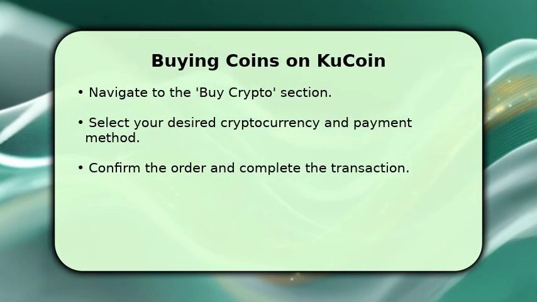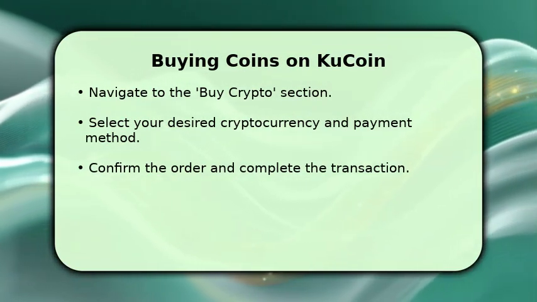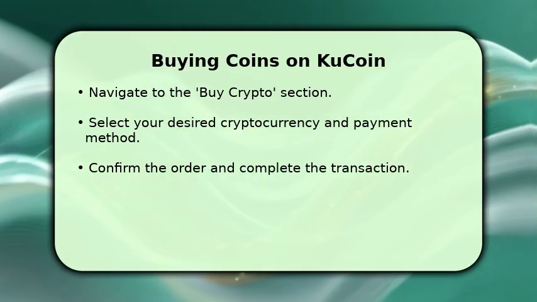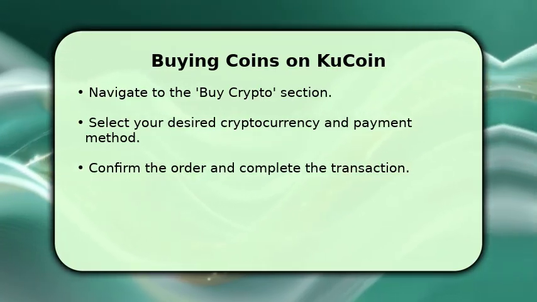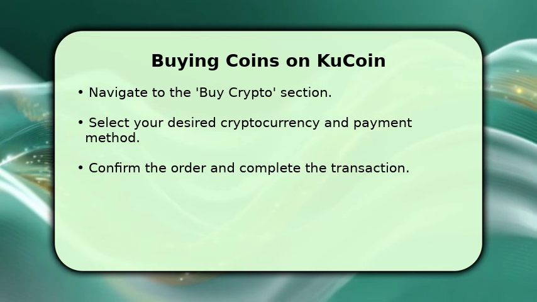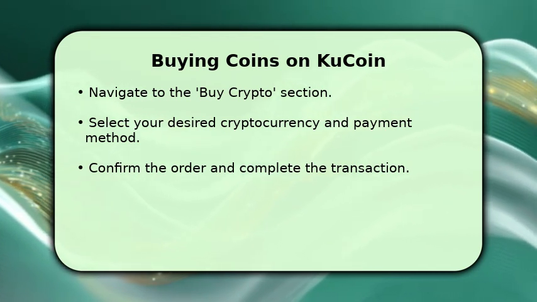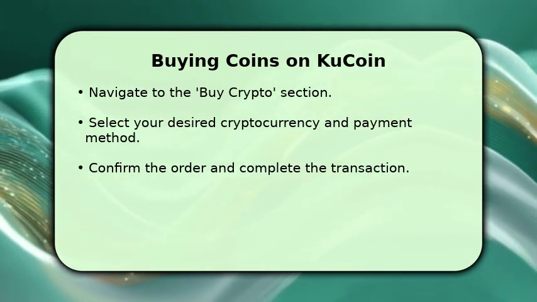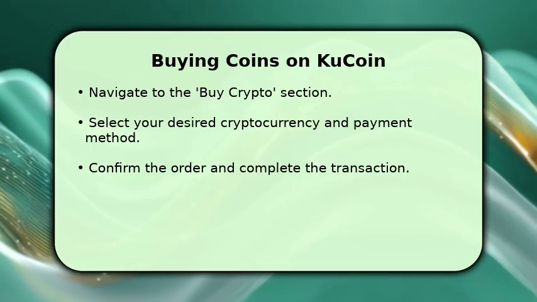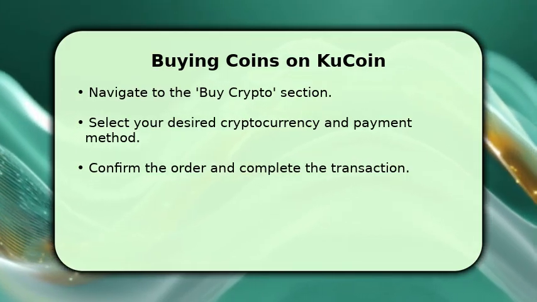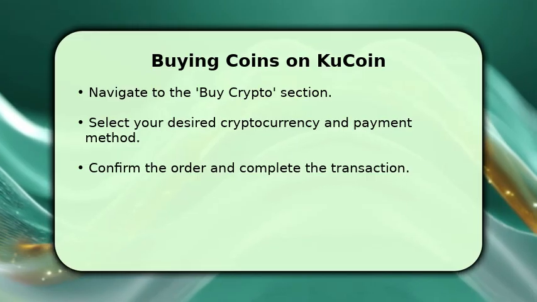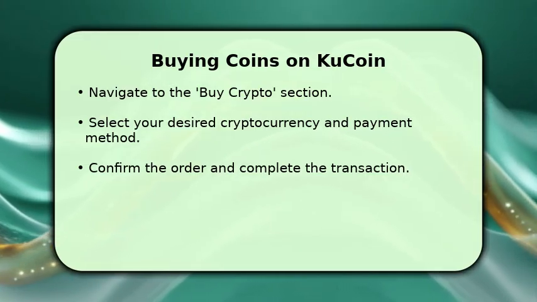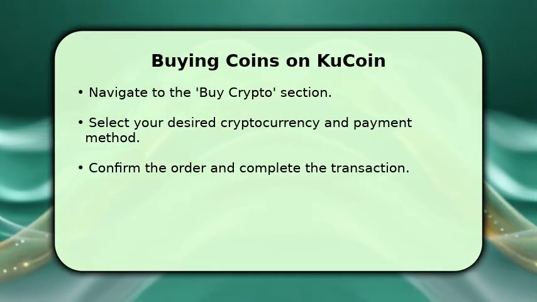Now let's buy some coins. Head to the Buy Crypto section on KuCoin. Here, you can select the specific cryptocurrency you wish to purchase and your preferred payment method. Review the order details carefully, including the amount and price, then confirm the transaction. Your newly acquired coins will then appear in your KuCoin wallet.